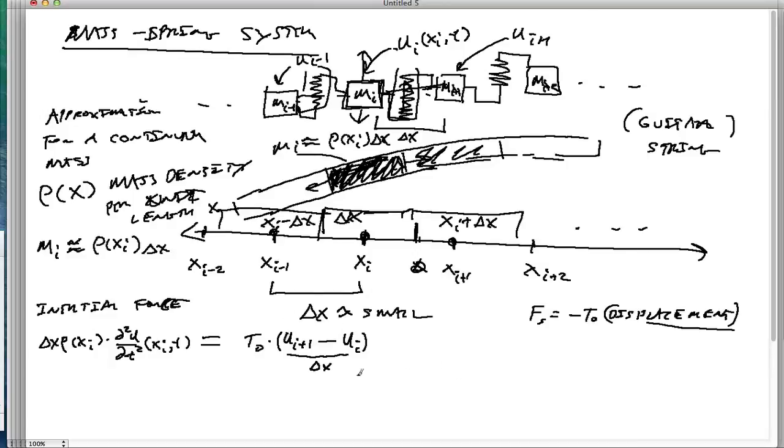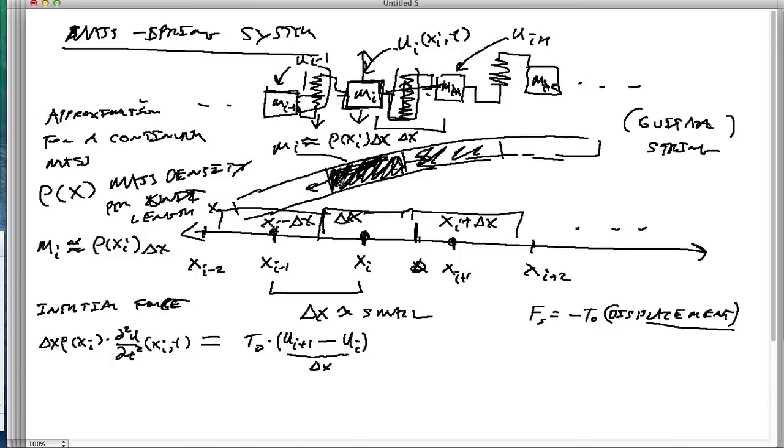So that's the first force. That's the force from mass i plus 1 onto mass i. But then we have this other force. Now, if we have the mass going down, as shown in this picture, mass i is higher than mass i plus 1. So we can consider this a force going down, right?